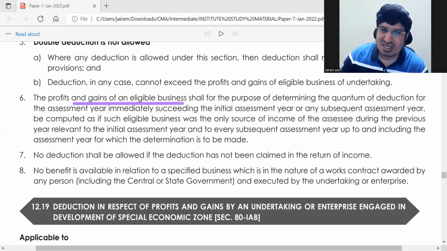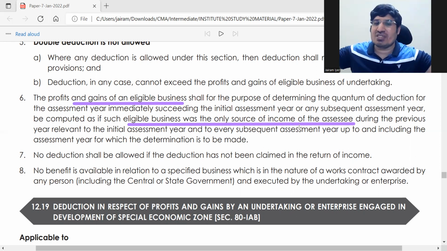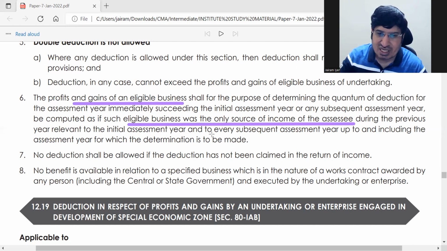Okay, so just take profit, and think that it was the only source of income of the SSC. Okay, think that it is the only source of income of the SSC and compute it accordingly. Just ignore all other part of business. Just take this as separate and compute. That's what this point is saying.